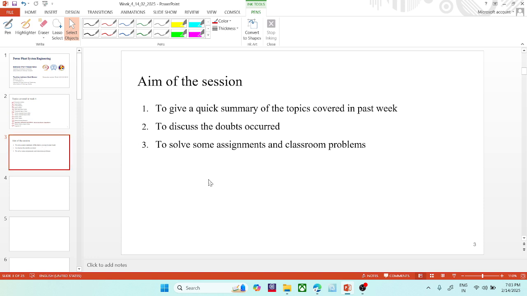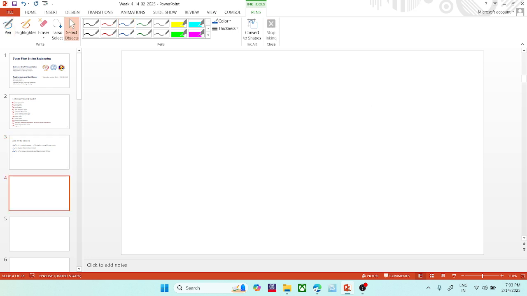Next, the aim of the session would be the same: to give a quick summary of the topics covered in the past week, to discuss the doubts if you have, and to solve some assignment and classroom problems. So this would be the aim. To start with, we will start with the rotodynamic machines. So what does a rotodynamic machine mean?